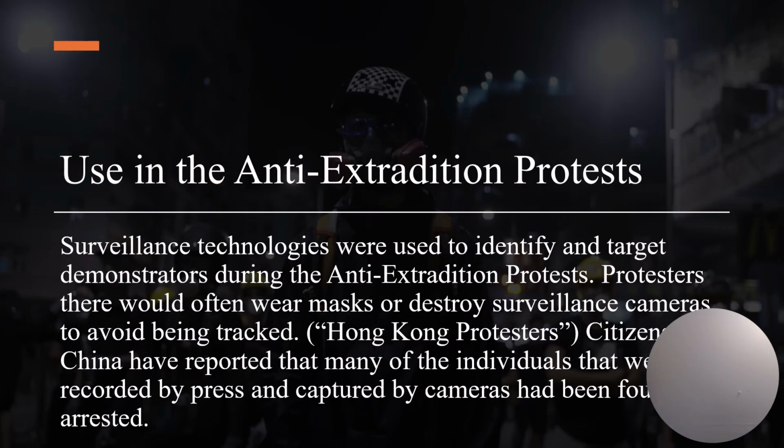Another use is in China's anti-extradition protests. During these protests, surveillance technologies were used to identify targets or demonstrators. Protesters there often had to wear what you can see in the background, things such as goggles, masks, gas masks, biking helmets. Sometimes they even used umbrellas. And according to some civilians in China, a lot of the ones that you see in this picture were able to be found and captured thanks to the network.